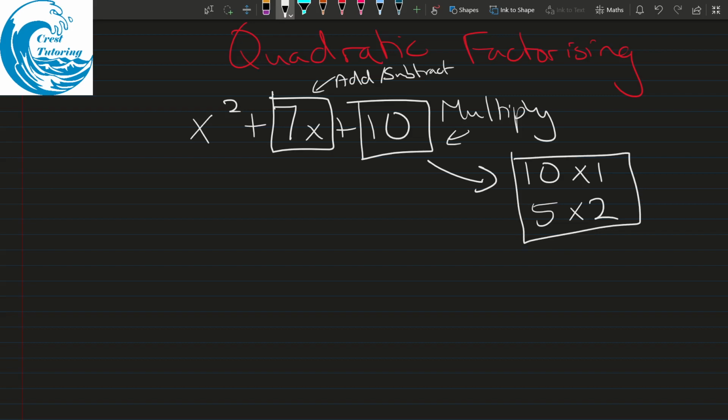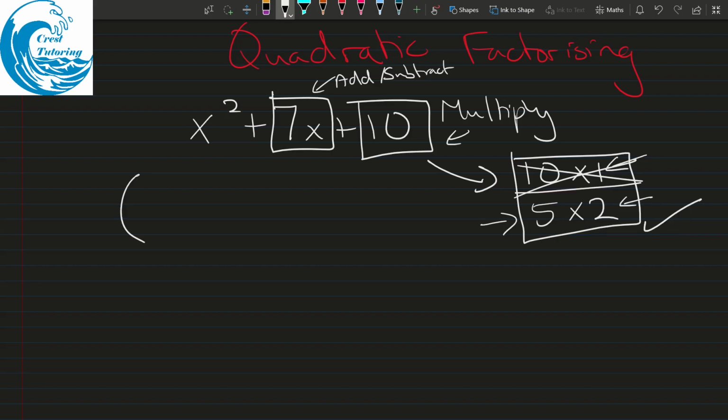And then you look at those and you see, is there any way that I can add and subtract these numbers to get 7? So obviously 10 plus 1 you're going to get 11, 10 minus 1 you're going to get 9, minus 10 plus 1 you're going to get minus 9, minus 10 minus 1 you're going to get minus 11. So that one's off the table. This one then, if we do 5 plus 2, that's going to give us 7, so we'll take those as our factors.